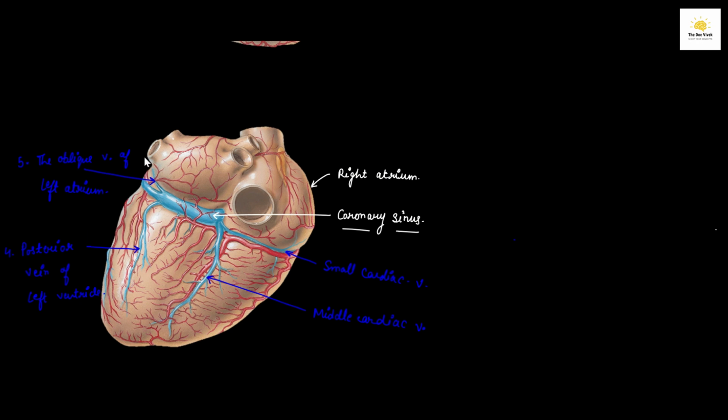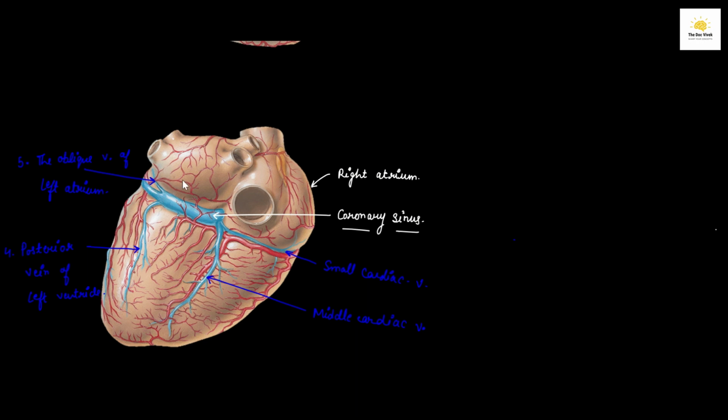Okay, this oblique vein of the left atrium goes from the upper part of the posterior surface of the left atrium to the base, and falls finally into the coronary sinus. So this was the fifth and most important, or the fifth major vein of the heart, which drains the heart.